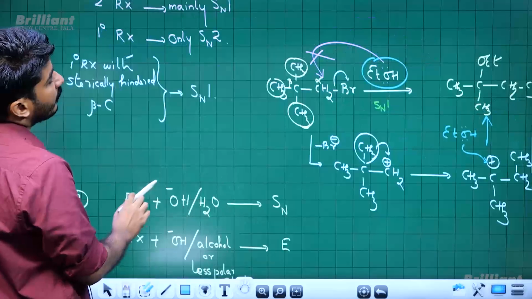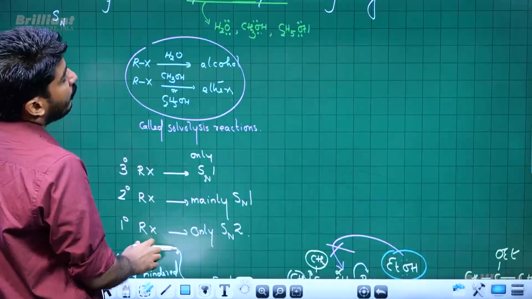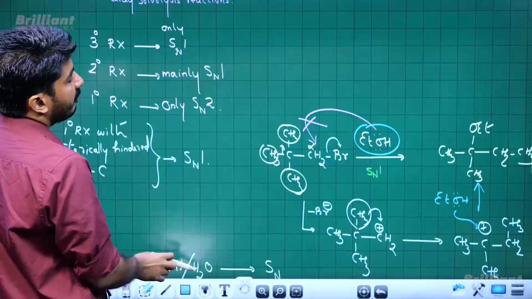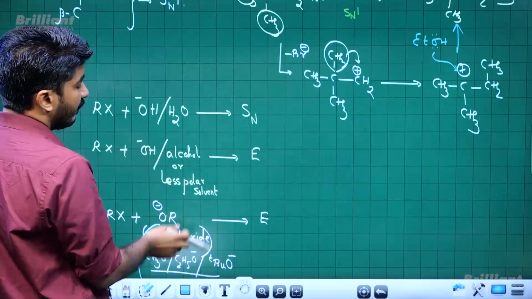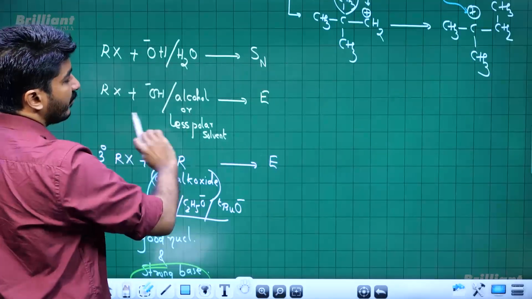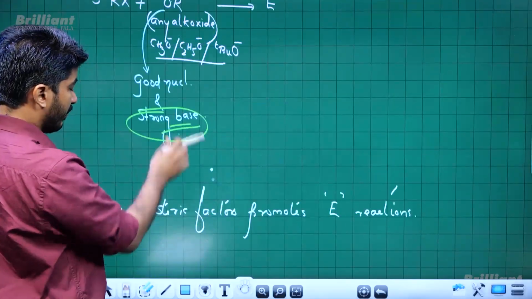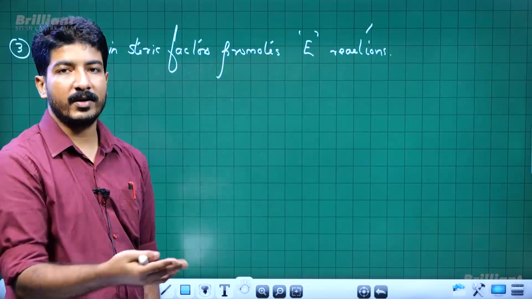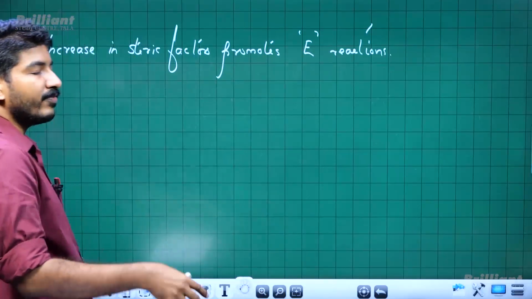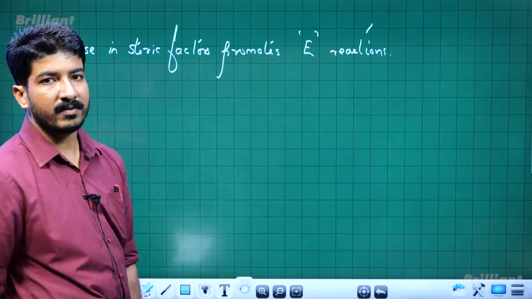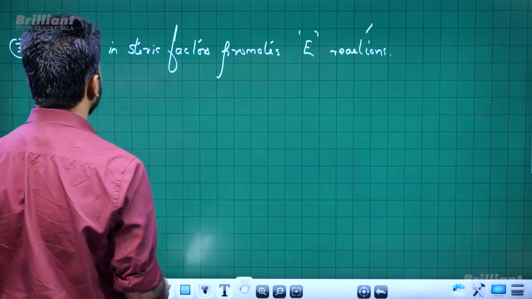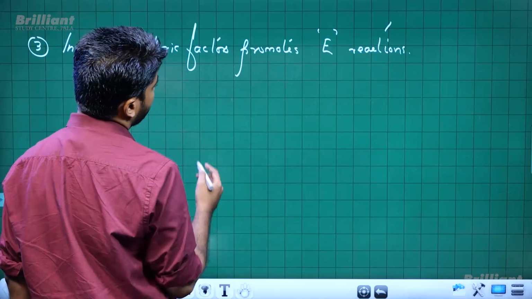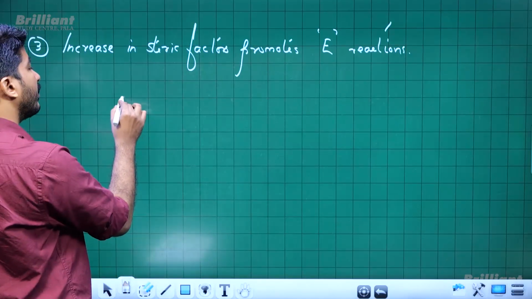If we are taking H2O or small alcohol molecules, such small nucleophilic solvents, then we get SN reactions. If we are taking these conditions, then we will get the corresponding reactions. And if we are increasing the steric factors, then we may get more elimination products. Then we may get more alkenes in the product mixture rather than the alcohol or ether products. Yes, increase in steric factors promotes elimination reactions. Let's see how it is impacting here.